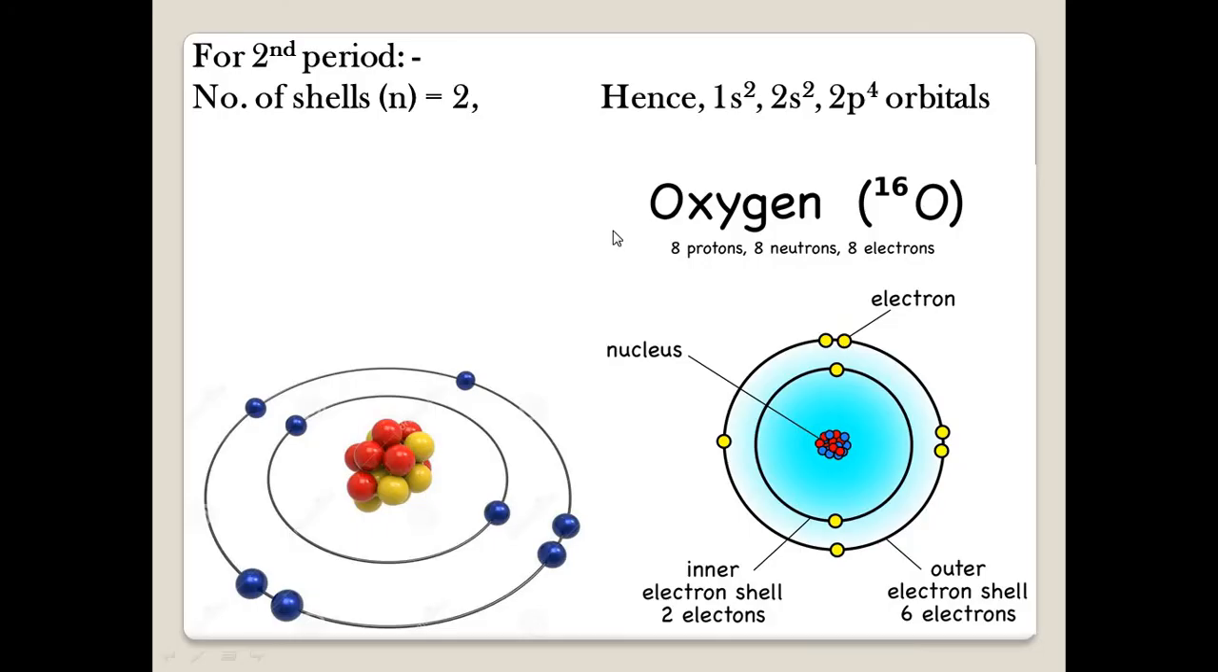Okay, let's see the second period for oxygen, that is n equal to 2, 1s2 2s2 2p4. Its electronic configuration is 1s2 2s2 2p4 orbitals. Okay, so it has 6 electrons in the outermost shell and 2 electrons in the innermost shell.